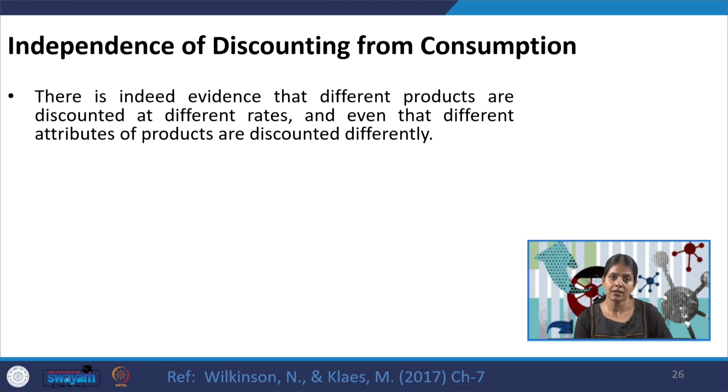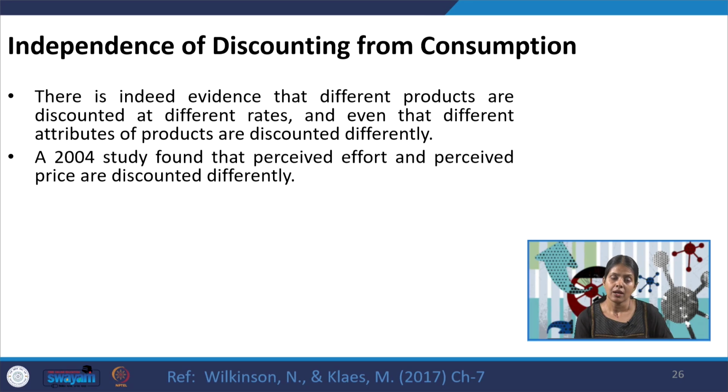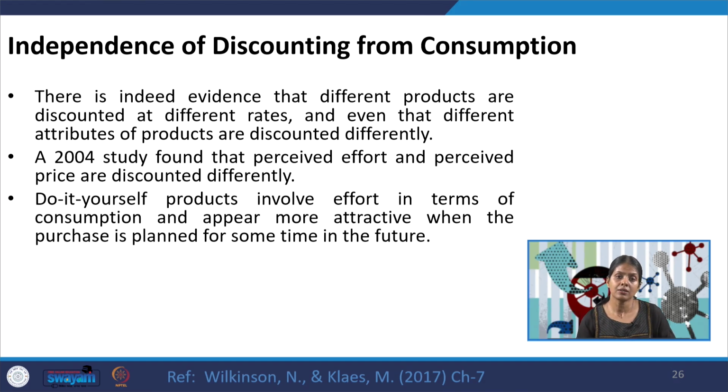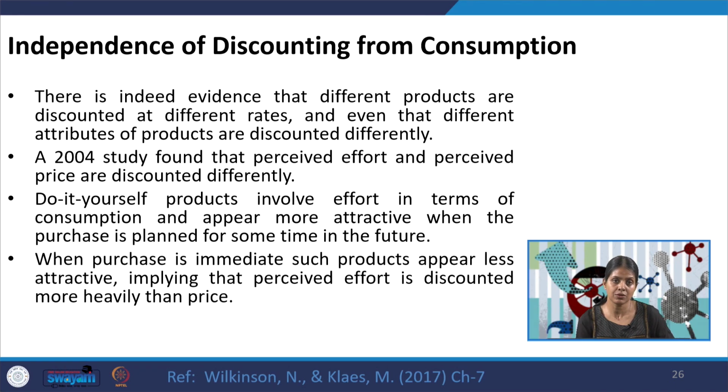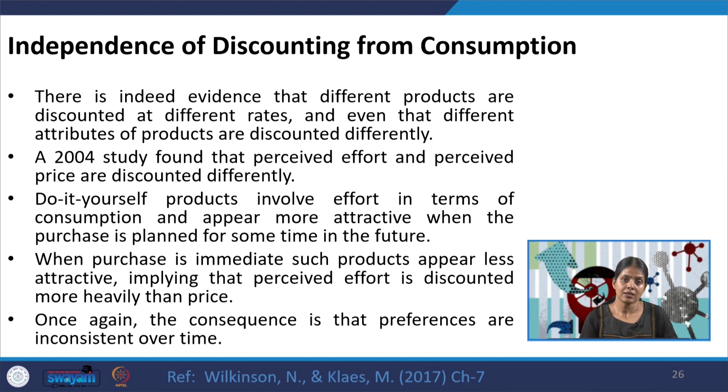There is indeed evidence that different products are discounted at different rates, even that different attributes of products are discounted differently. A 2004 study found that perceived effort and perceived price are discounted differently. Do-it-yourself products involve effort in terms of consumption and appear more attractive when the purchase is planned for some time in the future. When purchase is immediate, such products appear less attractive, implying that perceived effort is discounted more heavily than price. Once again, the consequence is that preferences are inconsistent over time.